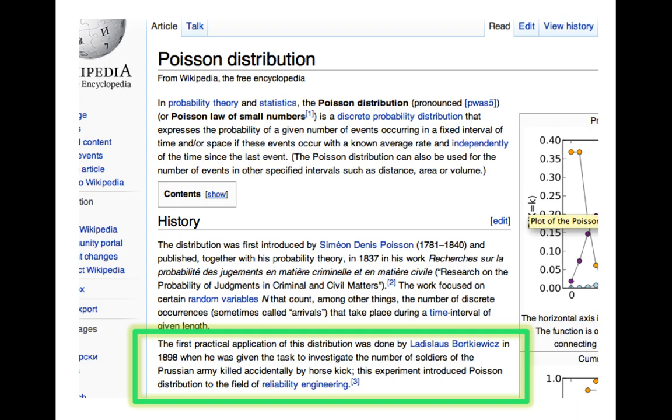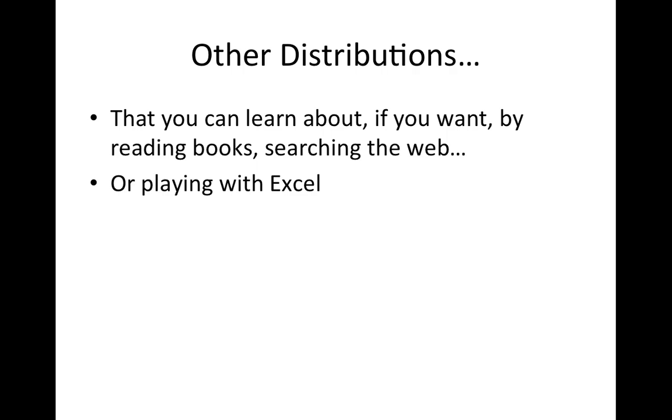Okay. Now, there are other distributions. The Poisson distribution can be useful for waiting line distribution problems. The binomial distribution can be useful for any time that we have two and only two outcomes of an experiment. And then there's other ones that you can find out about searching the web, reading books, or playing with Excel. Believe it or not, the Poisson distribution, that mathematical function, is available in Excel. The binomial distribution function is available in Excel. And a lot of these other ones are as well, as I'll tell you about.